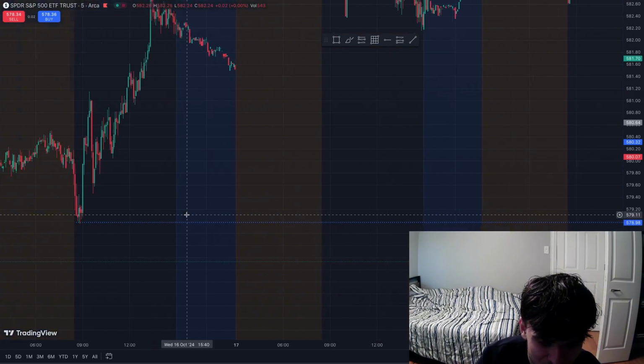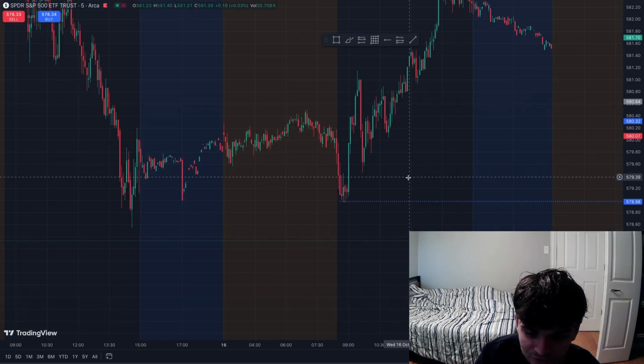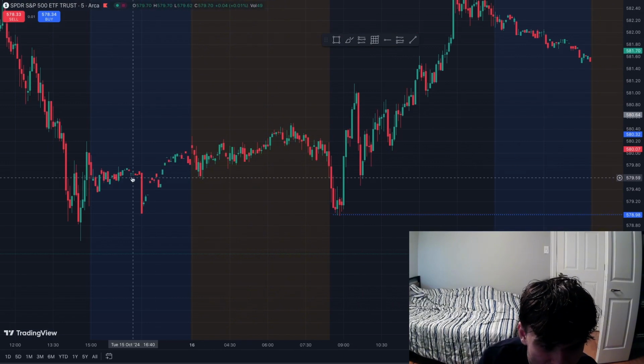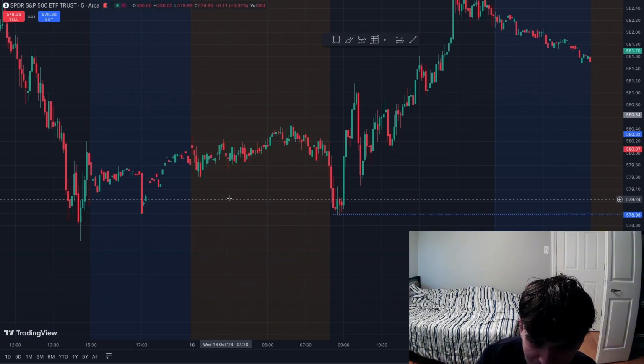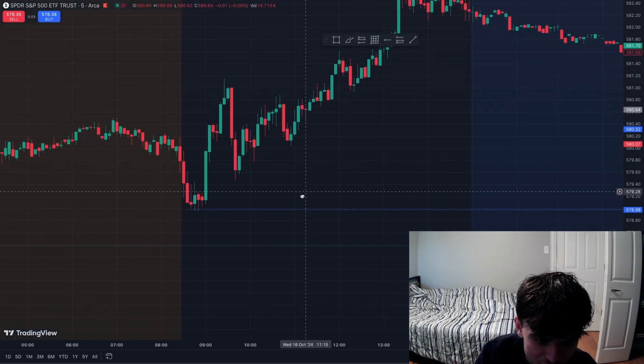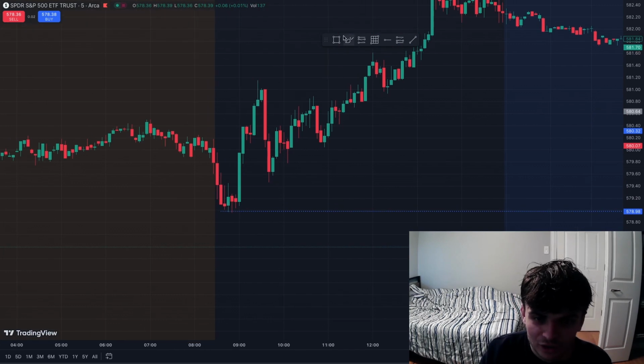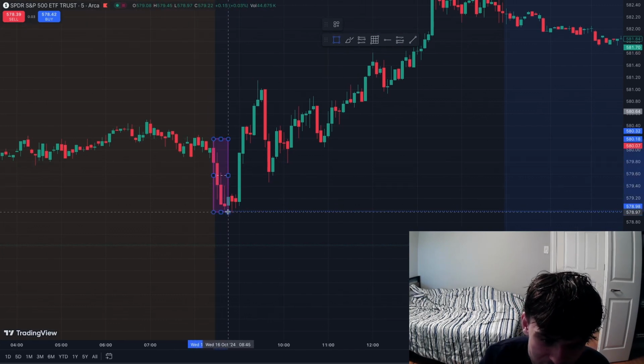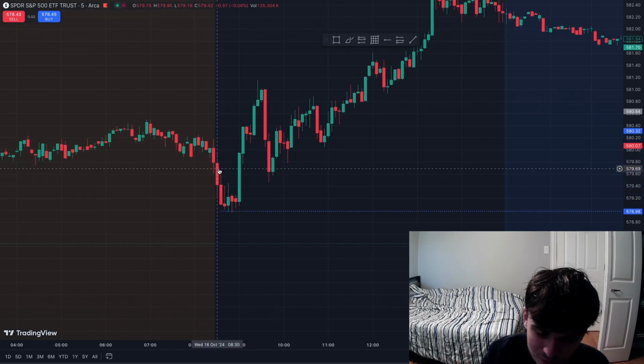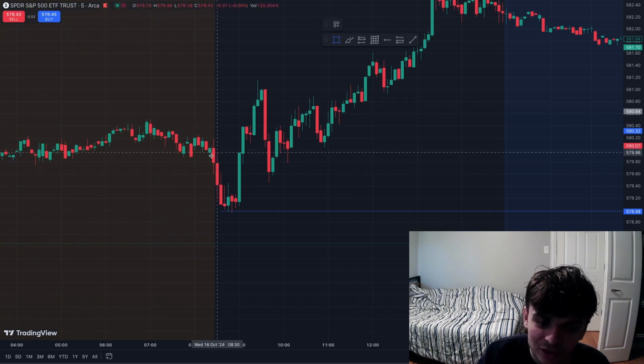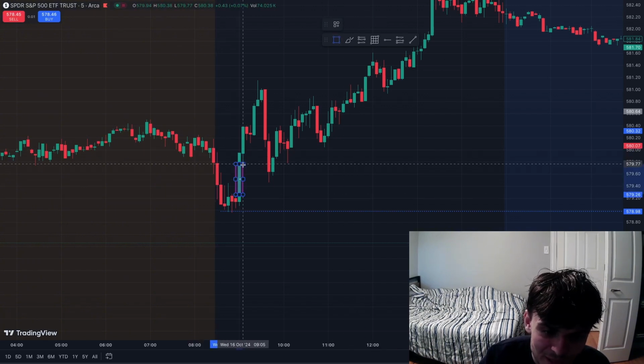We sweep pre-market lows here. This is last Wednesday. We ended up sweeping pre-market lows, correct? Look at this. We sweep pre-market lows. This whole final move down, this is going to be your order block. We're going to talk about this later, but not today. Don't even know why I mentioned it.